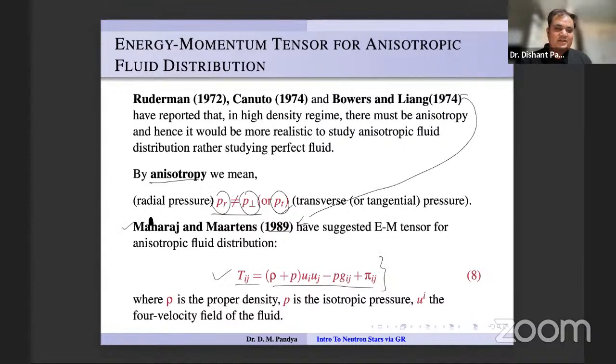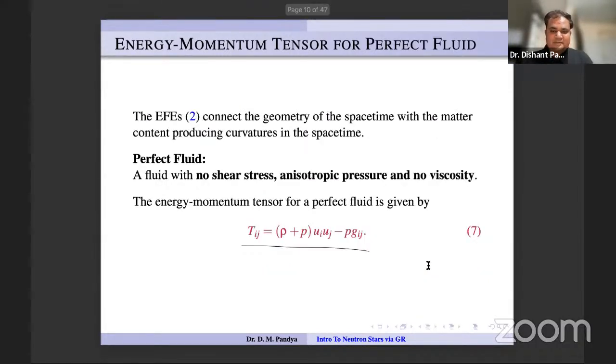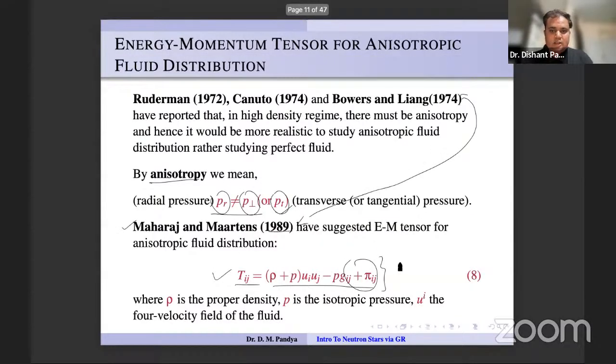Those who are interested can refer to Maharaj and Maartens' 1989 paper, and this paper basically gave this idea that we need to add some more factor in order to settle this anisotropicity. Let's come to the previous expression. You can see here, this is (rho plus P) UiUj minus P gij. But here you have an additional term that is called pi ij.